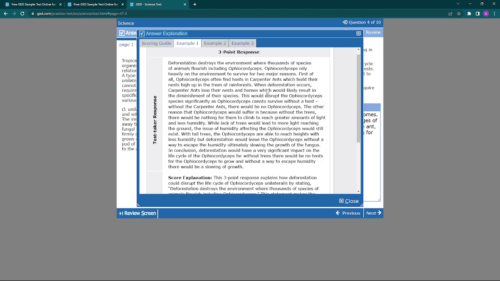So what I was doing if I had a whole hour to do this, and now we're at 47 minutes. So even with this much back and forth. Let's see. So let's keep going. So the light was what we missed. So we would have gotten probably a 2 point. While lack of trees would lead to more light reaching the ground, the issue of humidity affecting the OU would still exist. With tall trees, and see this, I feel like they're reaching, like humidity being affected. It's like how do you affect humidity? Like, is there less humidity, more humidity?